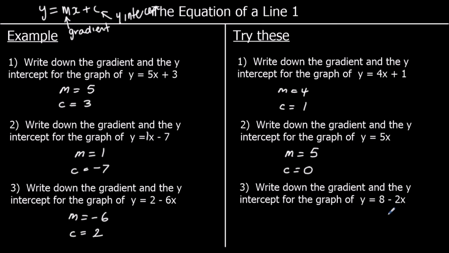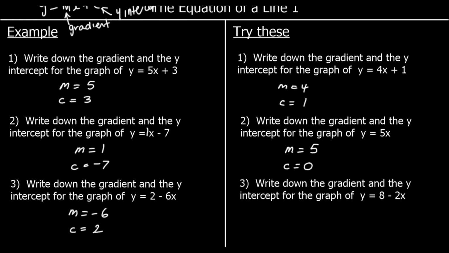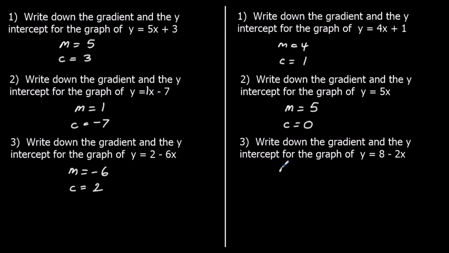And the third one, again, it's been written the other way round. The gradient is the one before x, which is negative 2, and the y-intercept is 8. So for every one it goes across, it goes down 2, and it's crossing the y-axis at 8.